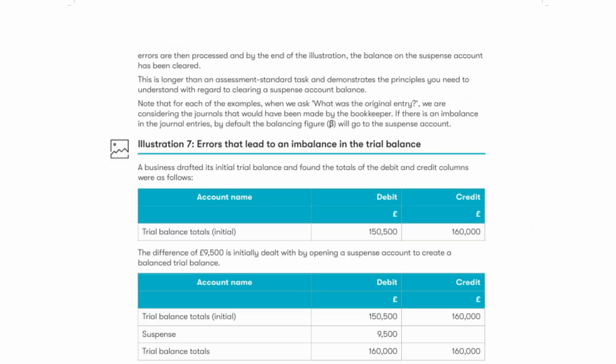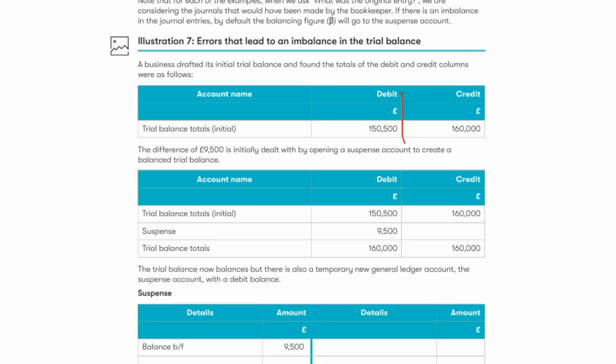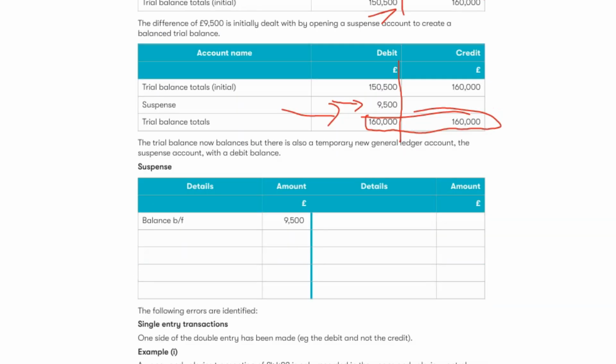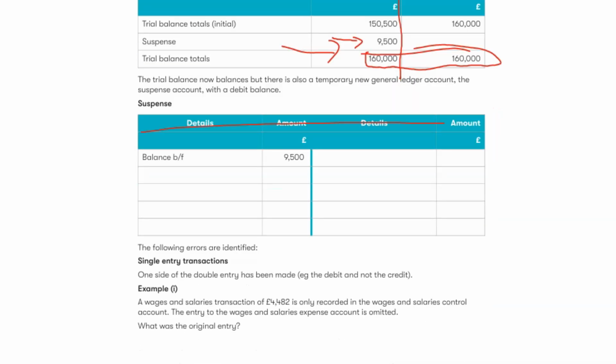What is the idea of your suspense account? Your trial balance doesn't balance. Credit side is 160, debit side is 150,500. So for the time being, we forcefully write 9,500 and make it 160 on both sides. We balance it. This is called the suspense account. Then we look for the errors. There must be some errors, because of that your debit side is different from the credit side. So we always open a suspense account because we have a trial balance difference on the debit side.